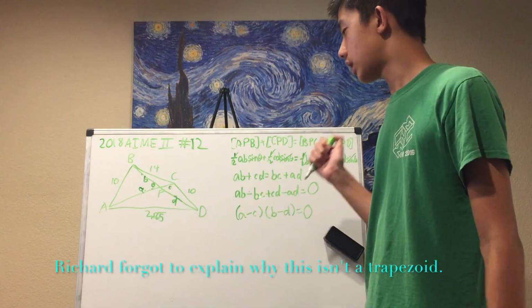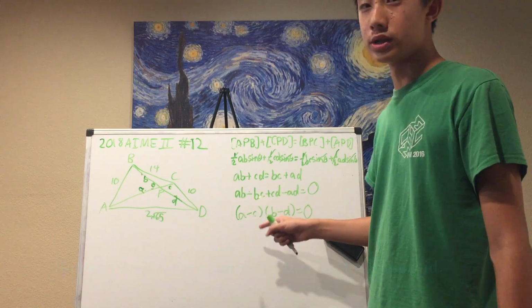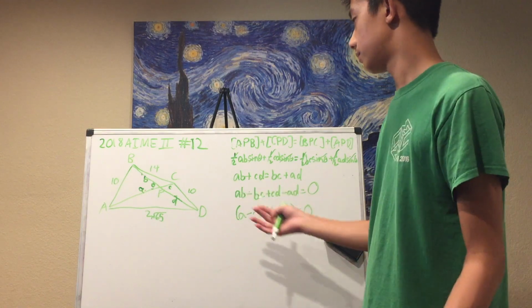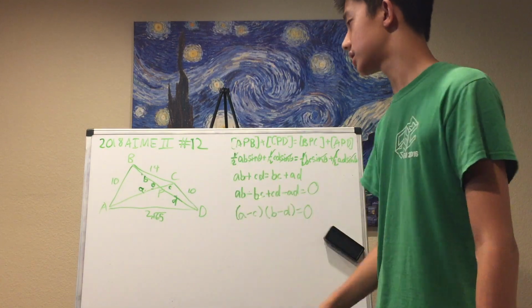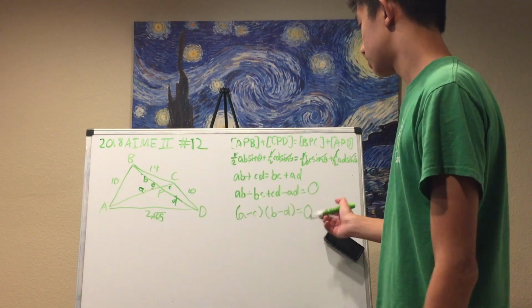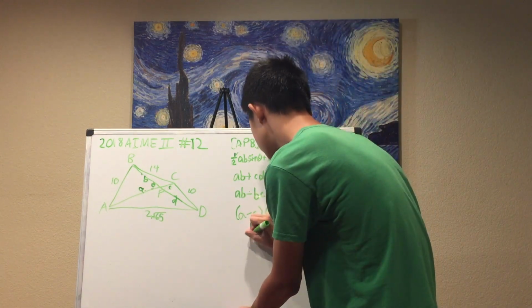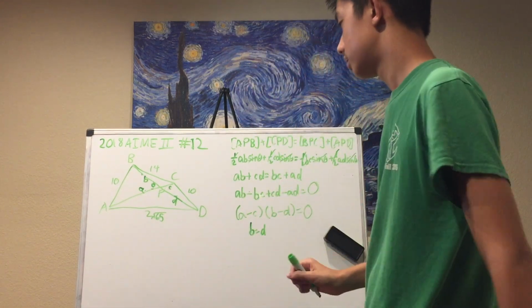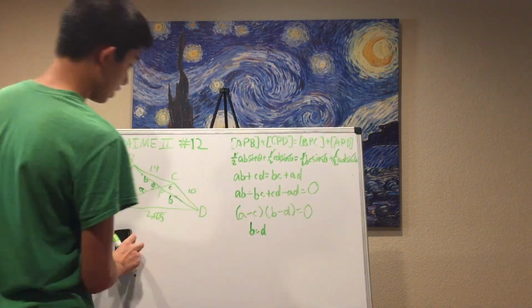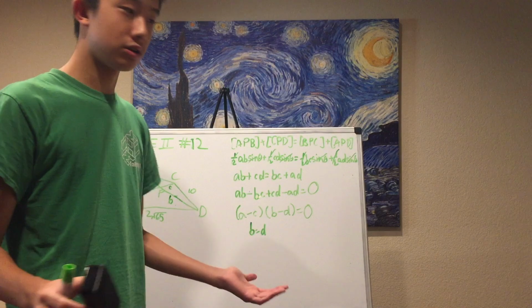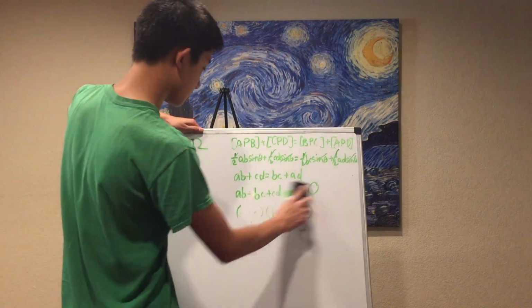But since it isn't a trapezoid, A cannot be equal to C. It doesn't have to be that A cannot be equal to C, but in our case, A is not equal to C. So in our case, let's just let B equals D. So we can replace D in this equation with B. And basically that's all we know from this equation right here, so let's move on.